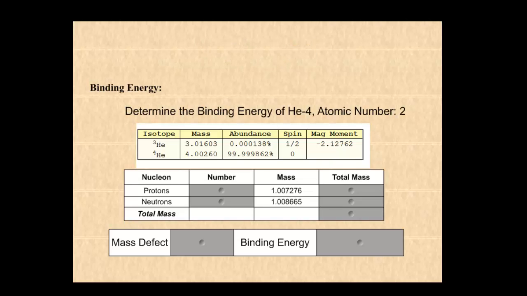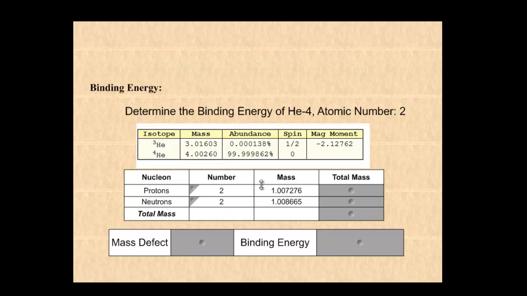Let's look at another example. We'll determine the binding energy of helium-4, with atomic number 2. It has a mass of 4.00260. This makes up almost all the helium in existence, which is 99.998%. Since I have the atomic number, I can calculate the number of protons: it has to have 2 protons. If I take 4 minus 2, I know I have 2 neutrons.